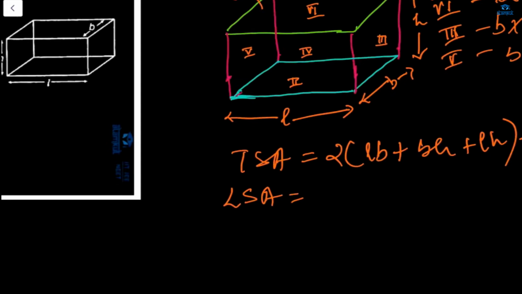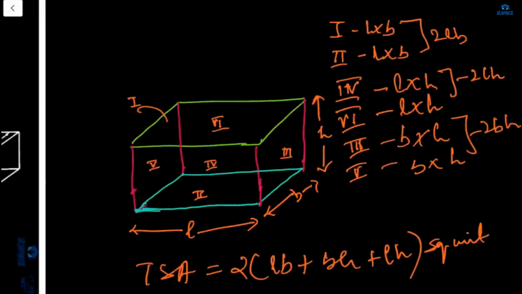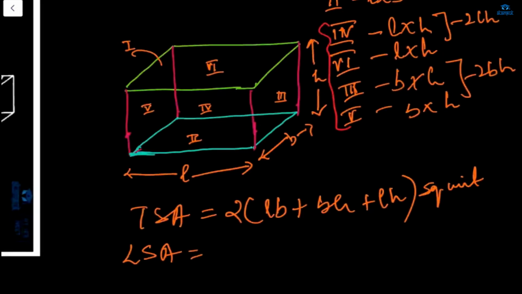So what is the area of your four walls if you avoid the ceiling and the base? It will be 2LH plus 2BH. Here H is common, so you take out the common: 2 into (L plus B) into H. So this is your lateral surface area.